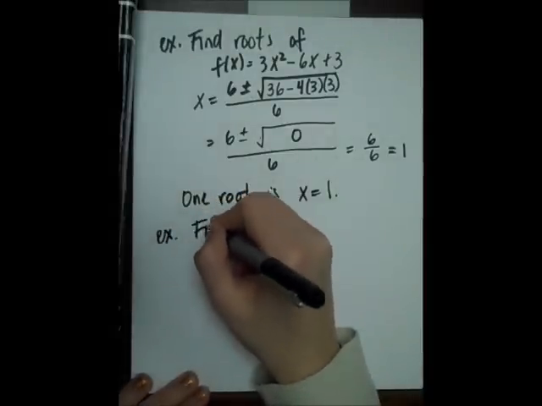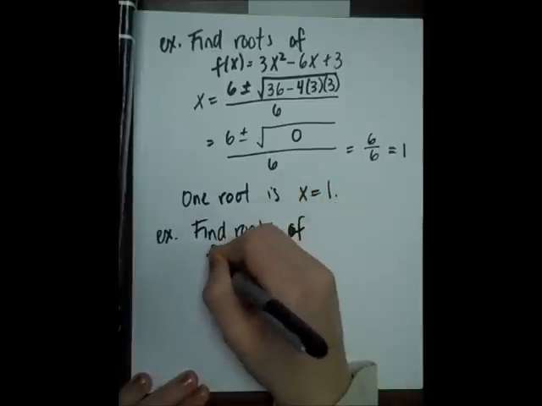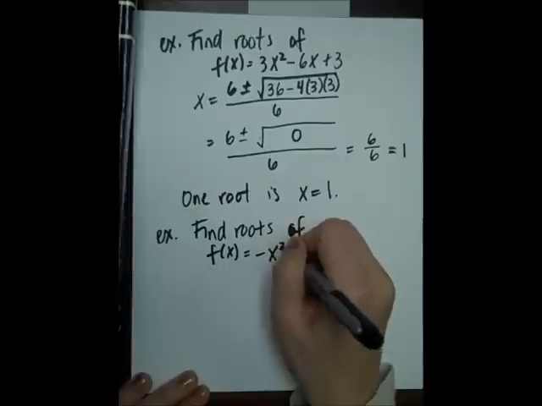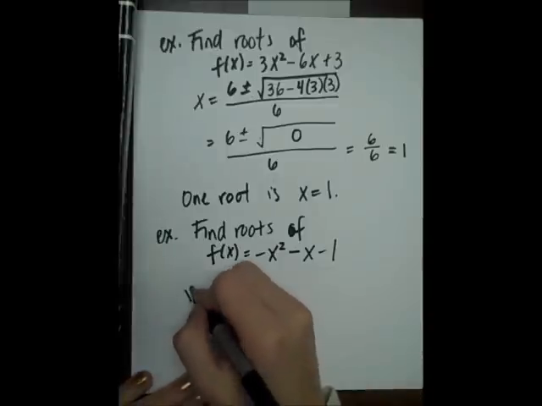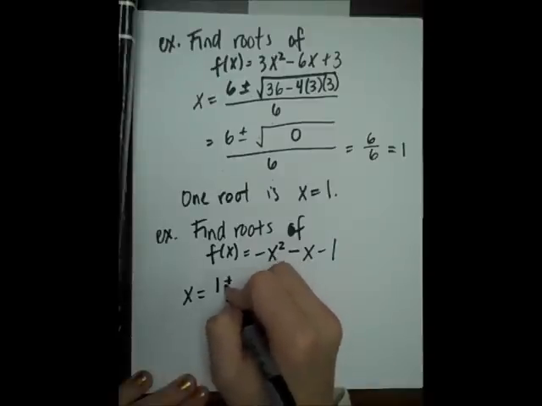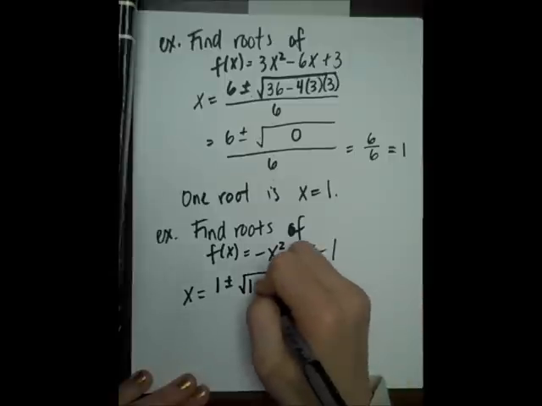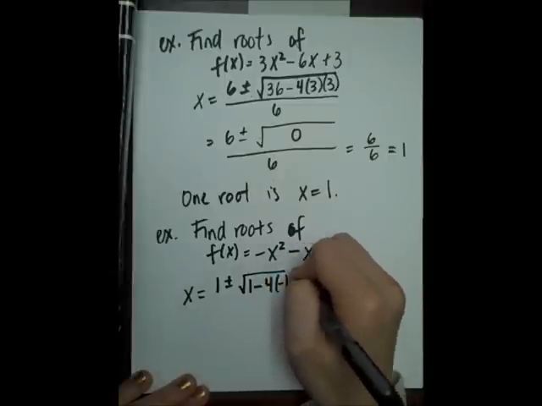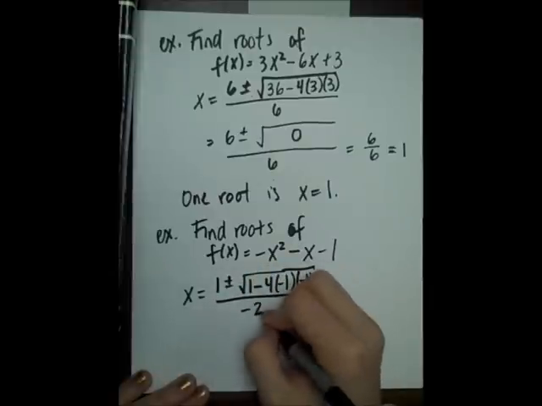One more. Let's find the roots, if there are any, of f of x is negative x squared minus x minus 1. So to find the roots, I'm going to set this equal to 0. I could factor it. I could use the quadratic formula. Let's go ahead and do that. So the opposite of b here is negative 1, so the opposite of that will be positive 1, plus or minus the square root of b squared. That's negative 1 squared is 1, minus 4 times a, which is negative 1, c is negative 1, all over negative 2, because that's 2a.